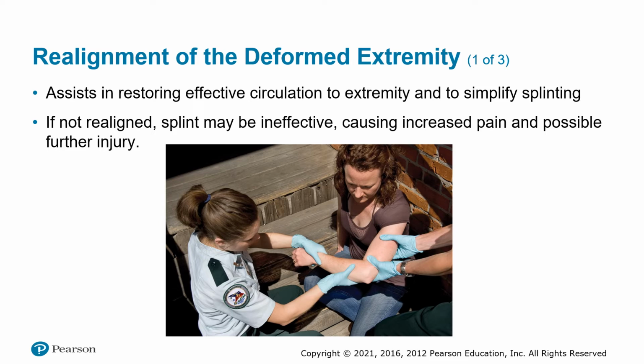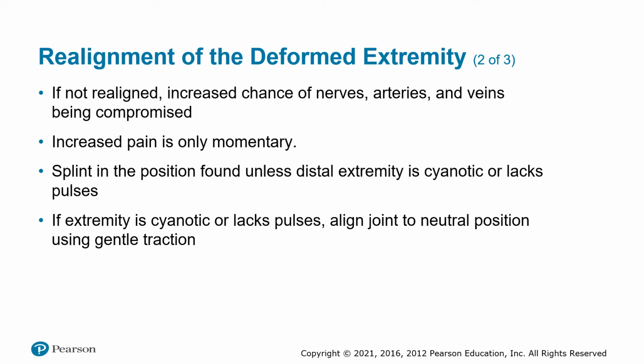Realignment can restore effective circulation to the extremity and simplify splinting. If it's not realigned, splinting may be ineffective and cause increased pain and possibly further injury. They have an increased chance of nerves, arteries, and veins being compromised. They may have increased pain.